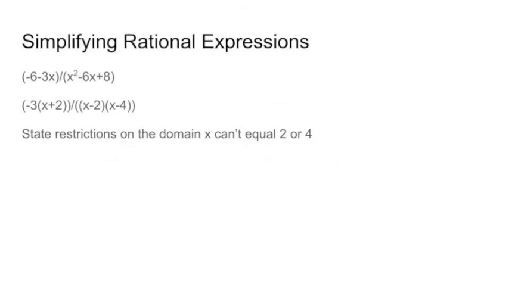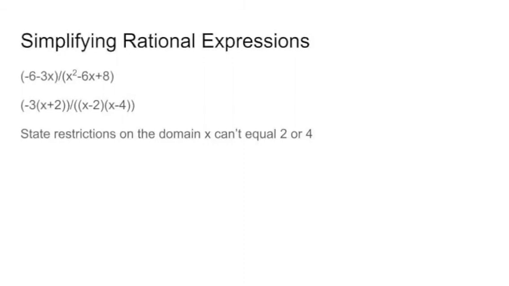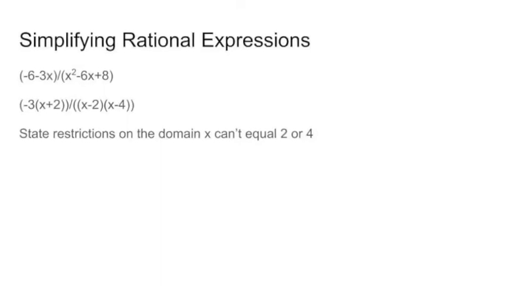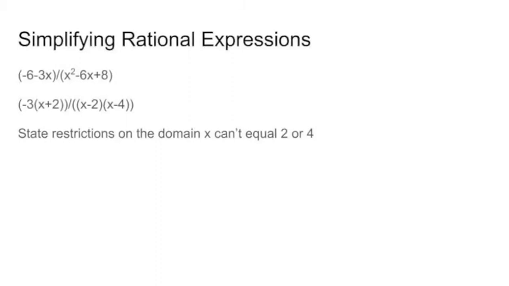Okay, simplifying rational expressions again. Here we have -6 minus 3x divided by x squared minus 6x plus 8. First thing I like to do is, with my numerator, rewrite it so it's in standard form. So it's going to be -3x minus 6. That is not a quadratic, so I don't have to do a times c. I simply just factor out my greatest common factor.